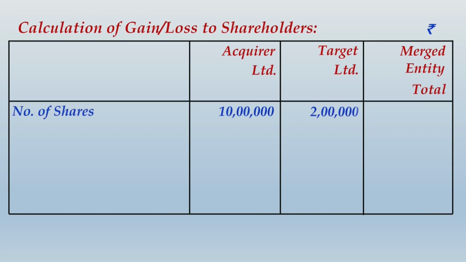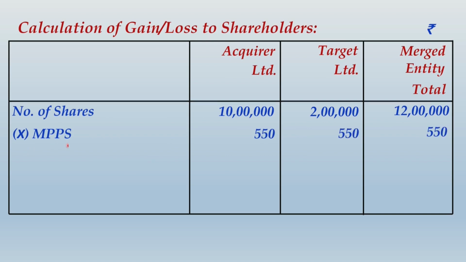forget. And for that purpose, you should first start with the number of shares after the merger. So the Acquirer Limited shareholders originally had 10 lakh shares, and Target Limited shareholders who originally were the shareholders of Target Limited have now become shareholders of this acquirer company, and they have just received 2 lakh shares. So these are the number of shares in the merged entity that both the categories of shareholders are currently holding. And the merged entity in total, 10 lakh plus 2 lakh, is 12 lakh shares.